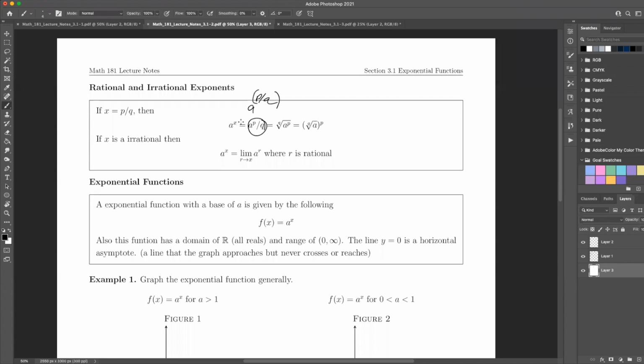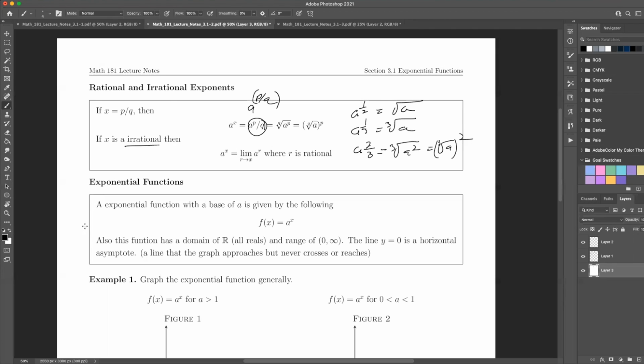So if x is p over q, a to the x is equal to the qth root of a to the p power, right? Because remember, a to the half is equal to the square root of a, and a to the 1/3 is equal to the cube root of a. So a to the 2/3 would equal the cube root of a squared, or the cube root of a then squared. These end up giving you the same thing.